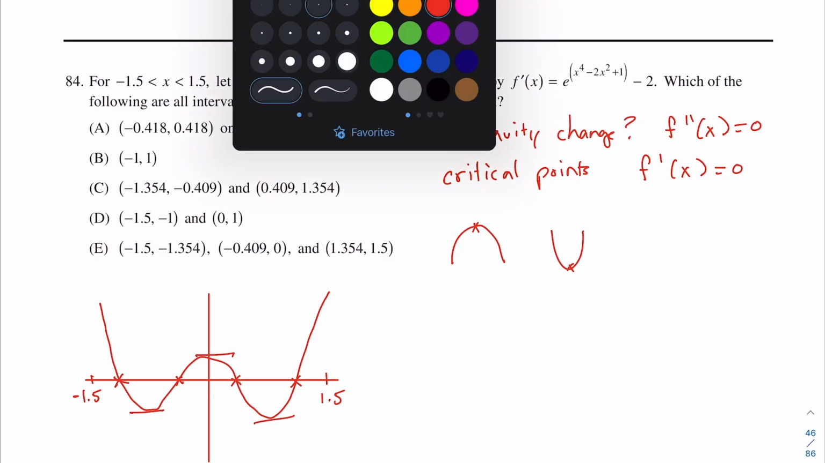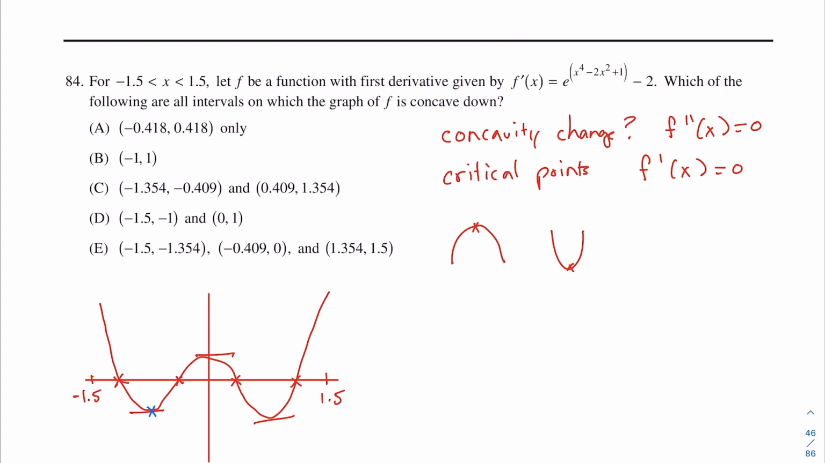Let me use a different color. So our inflection points are here, here, and here. So this tells us that we now have boundaries. We'll call this the first one, second one, third one, fourth one. There are 4 boundaries where we have some sort of concavity, and it's going to change at each of those intervals.